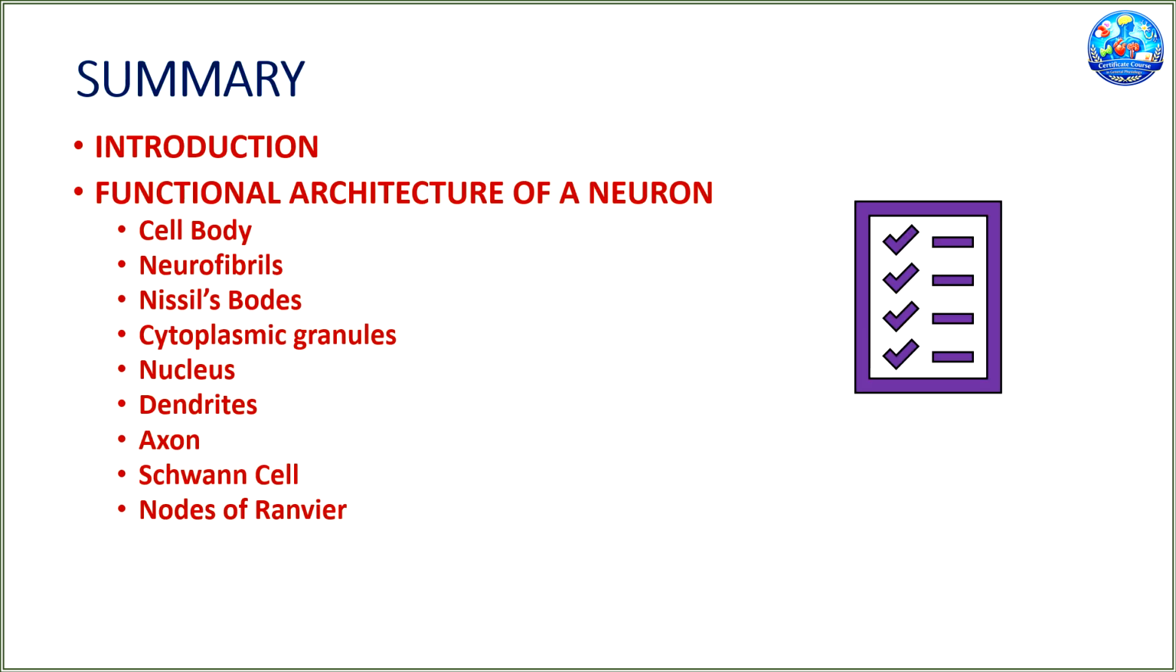Let us summarize. We have seen the basic introduction to the neuron and the functional architecture of the neuron, and we dealt with all these topics: cell body, neurofibrils, Nissl's bodies, cytoplasmic granules, nucleus, dendrites, axon, Schwann cells, and nodes of Ranvier.